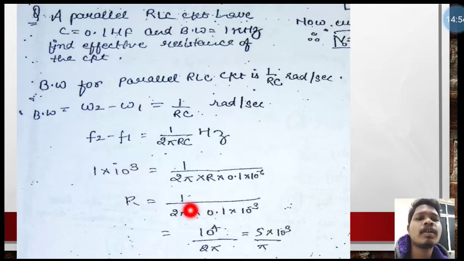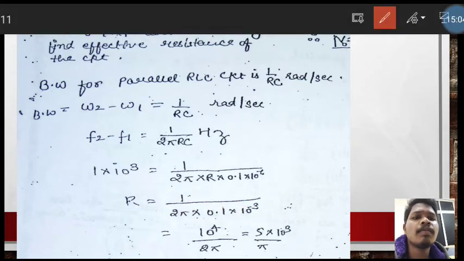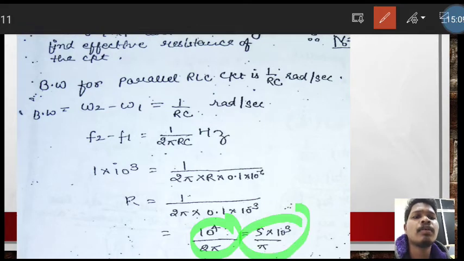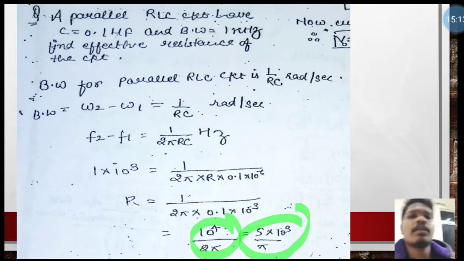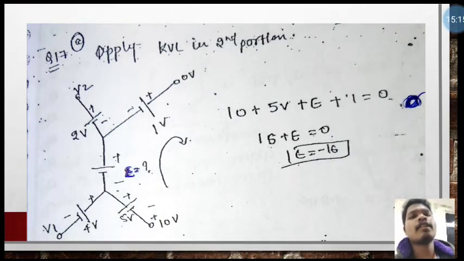to the denominator side. Okay, so 2 pi into 0.1 into 10 to the power minus 3. So after calculating this term, 1 divided by something, you will get 10 to the power 4 divided by 2 pi, and that is equal to 5 into 10 to the power 3 divided by pi. Okay, so this is the answer.